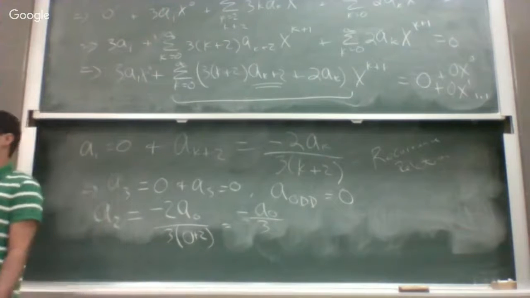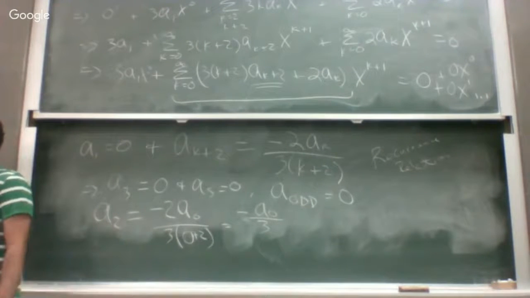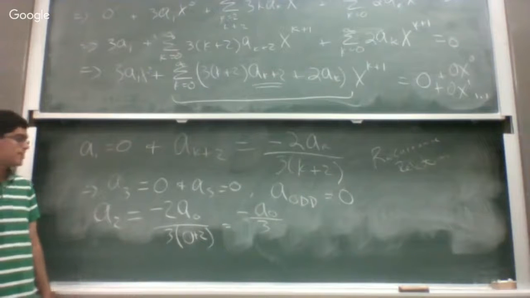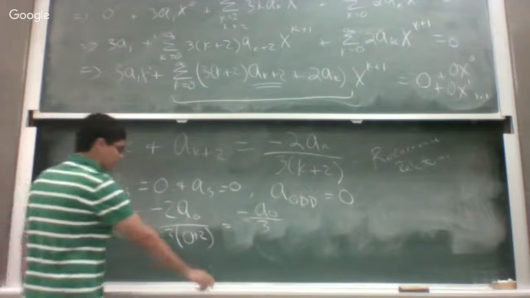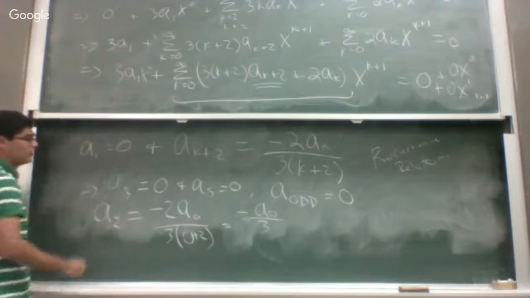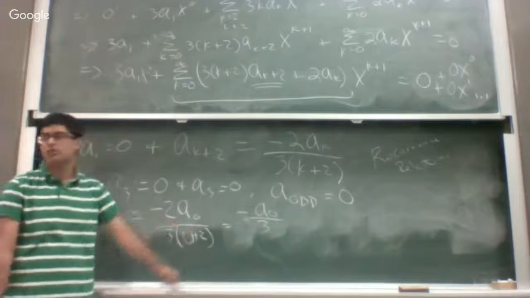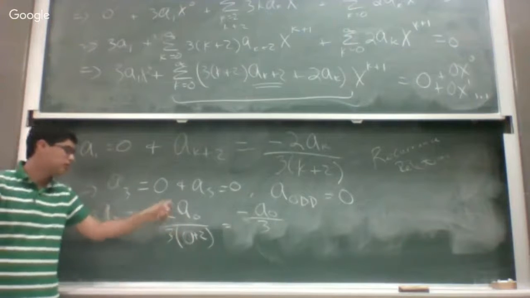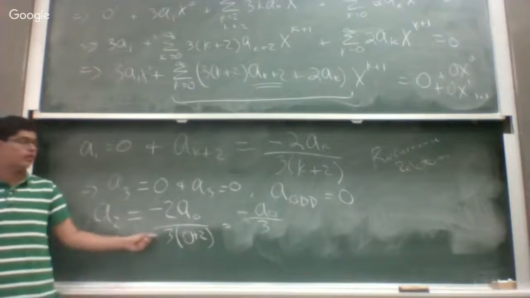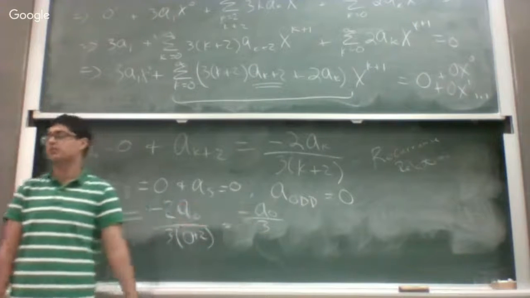Yeah, that very last part, we went from -2 a sub 0 to -a sub 0. Can you explain that a little bit better? Yeah, because in the denominator, I have 3 times 0 plus 2. The 2's cancel out. So it's -1/3 times a sub 0.